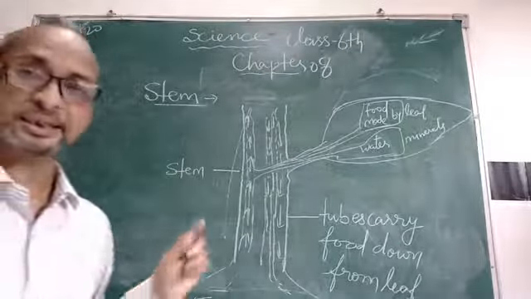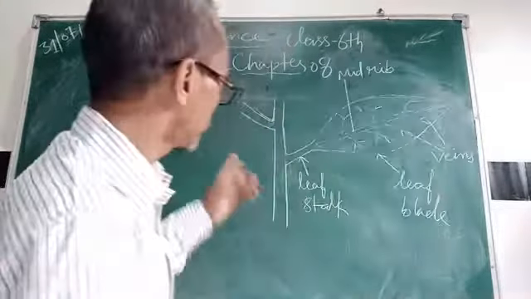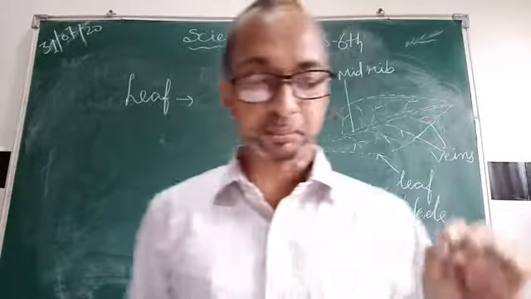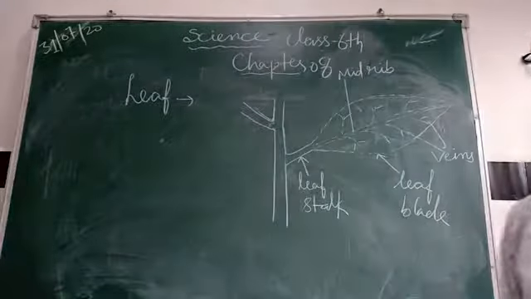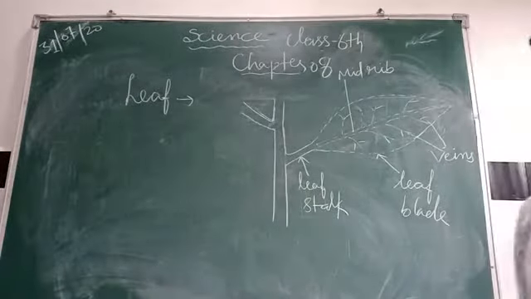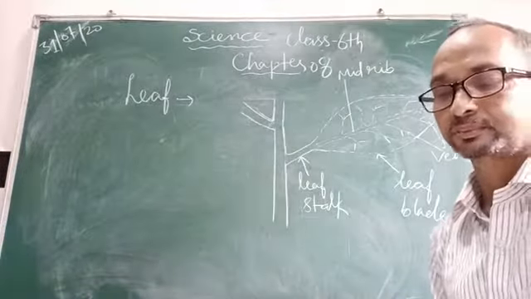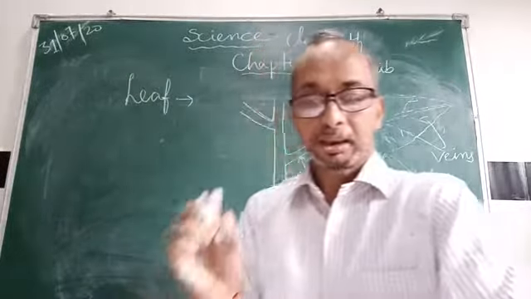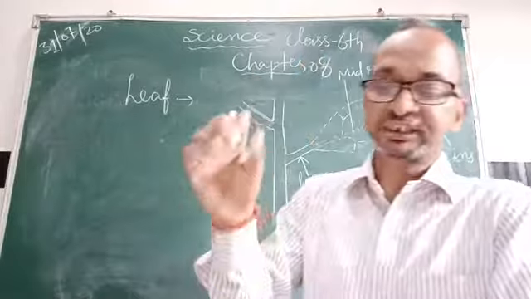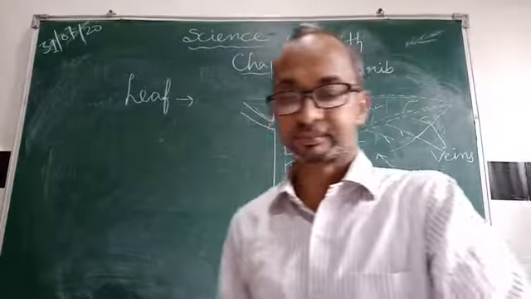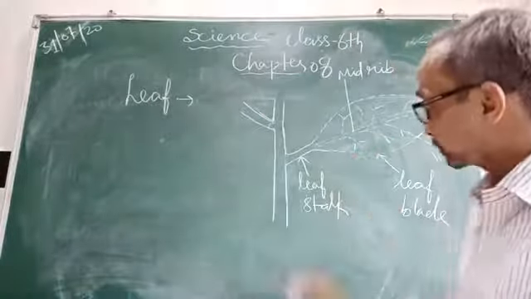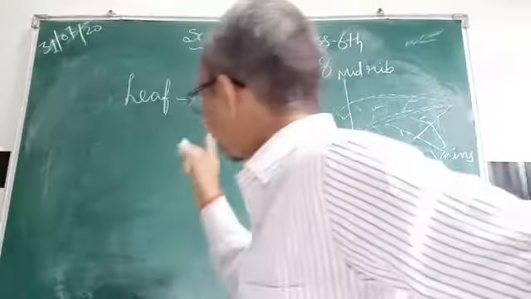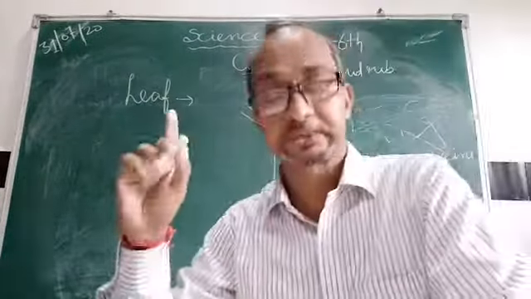What is the function of the leaves and what are leaves? So this is the figure of a leaf. The leaf is a thin, broad, flat and green part of a plant which is attached to the stem or branch. What is the leaf? Leaf is a thin, broad, flat and green part of a plant which is attached to the stem or branch. So the plural of leaf is leaves. Leaf is singular and the plural of leaf is leaves.